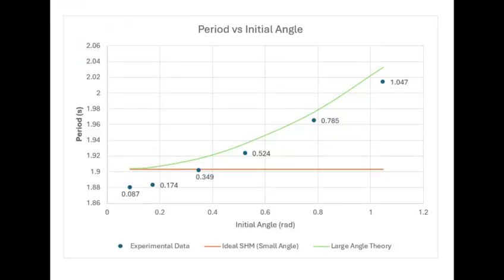To conclude, let's look at what we expect versus what actually happened. According to the simple harmonic motion theory, we expected the period to remain constant regardless of the release angle. However, my experimental data proved that this holds true only for small angles. As we exceeded 15 degrees, the period didn't stay constant.